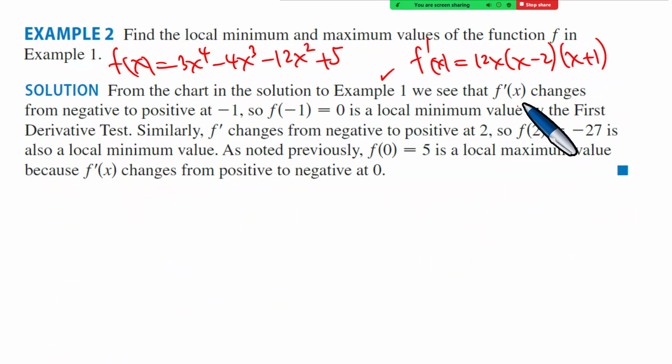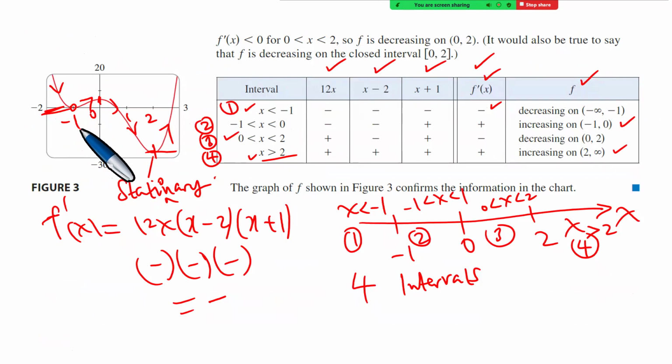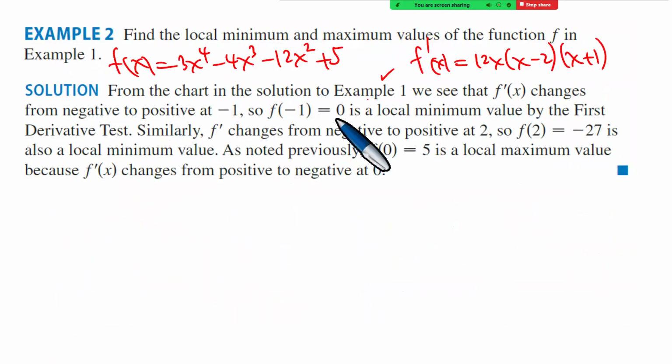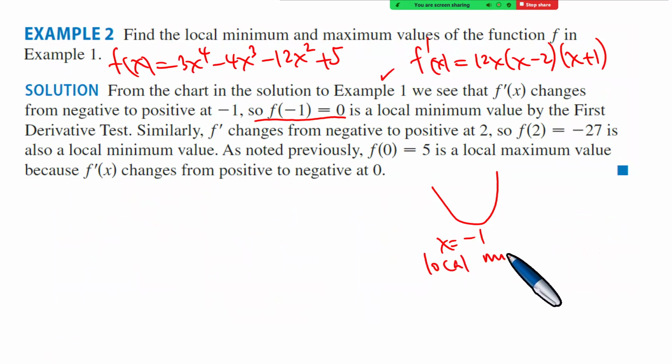We see that f prime of x changes from negative to positive at minus 1. Let's check this one. At minus 1, you can see that it changes from negative slope to positive slope. There's a change in the slope. Good. So f at minus 1 equals 0 is a local minimum. The graph is doing this, and therefore at x equal to minus 1, we have a local minimum.